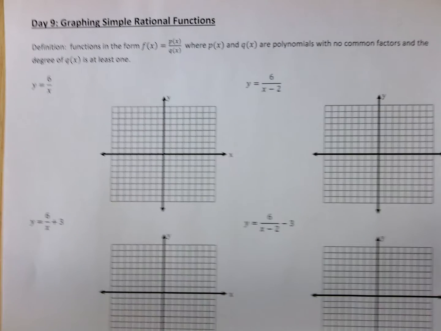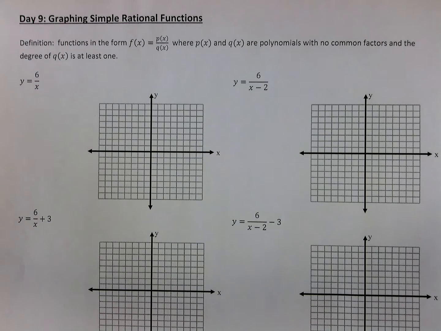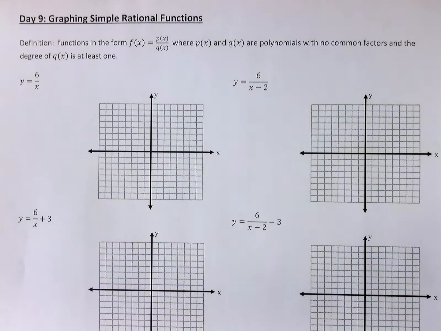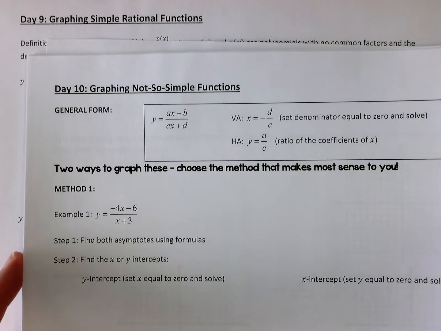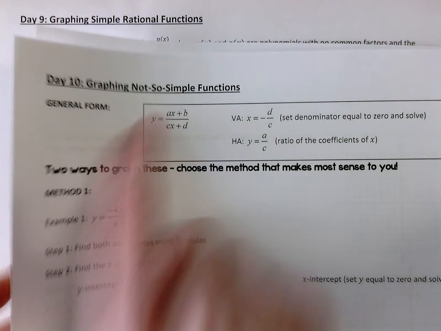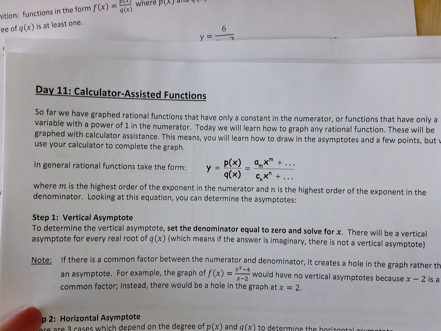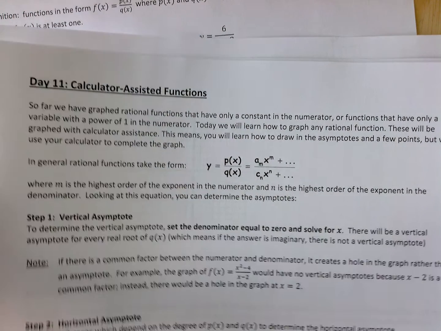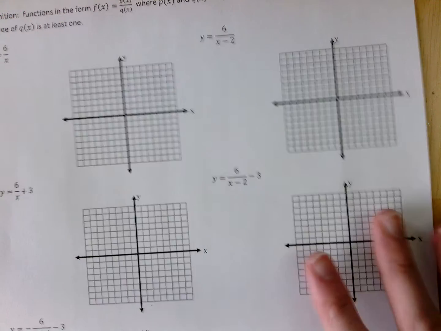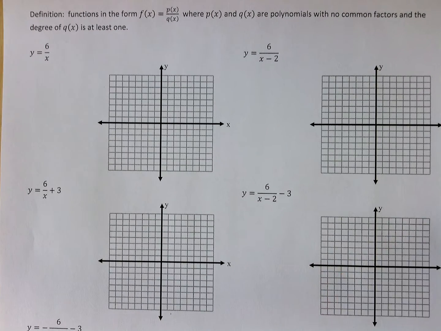We are going to have basically 3 different times that we're going to talk about graphing rational functions, because these ones can be a little bit complicated. Today we're going to look at just simple ones. The next class, we're going to talk about not so simple ones. And then after that, we're going to look at ones so complicated that we have to use a calculator to help us out. So today we're starting with the simple ones. You should be able to graph these by hand, using what you know about transformations.